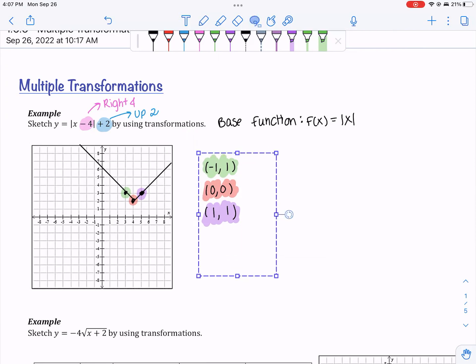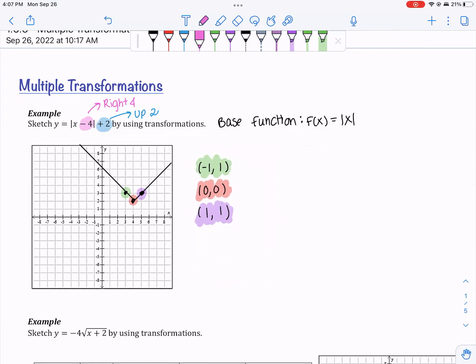Now I want to talk really quickly about what happened to each of these points at each part of the transformation. When we're going right 4 units, that's going to be the same as adding 4 to the x value.